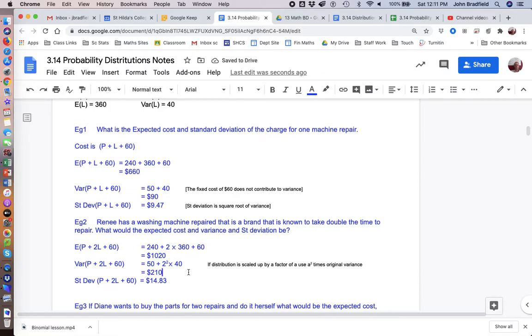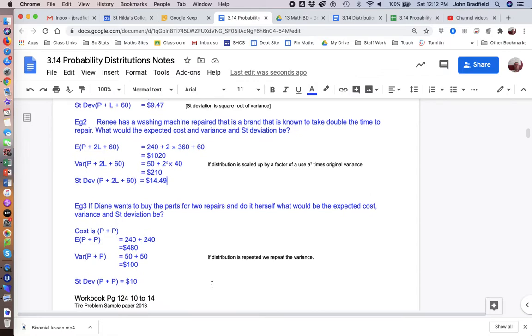And then when I square root it, I need to square root 210. So I need a calculator. I'm going to do this on the fly, which is bad form. Square root of 210, 14.49. So it hasn't changed it too greatly, to be honest. So the key thing there is that 2 squared times the variance. The 60 disappeared again.